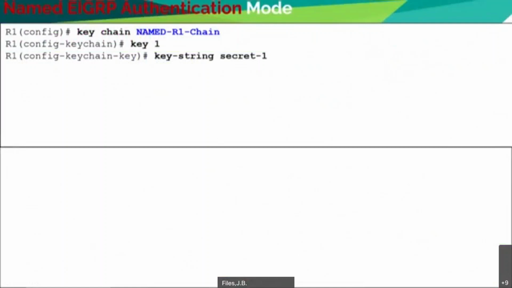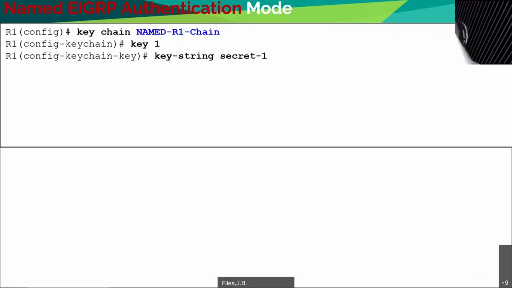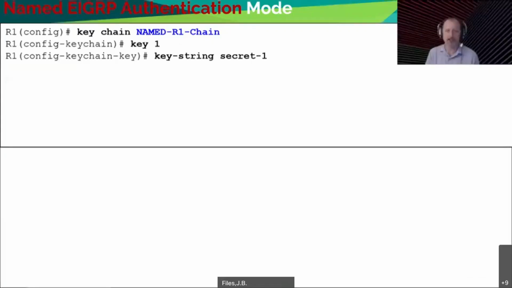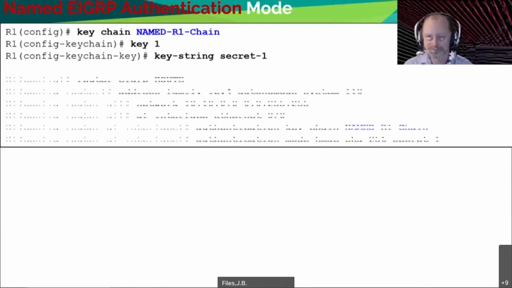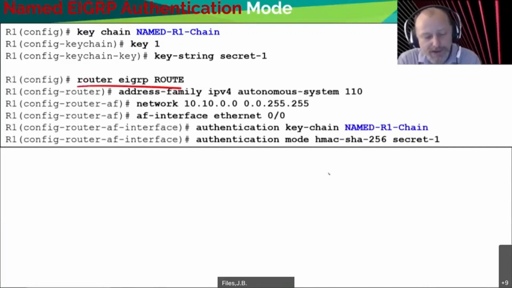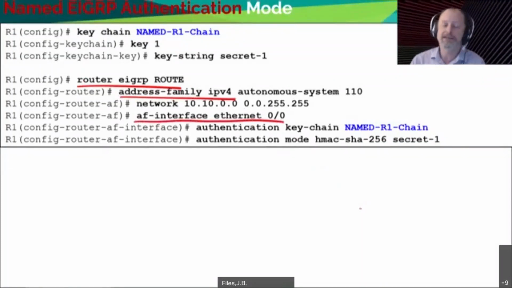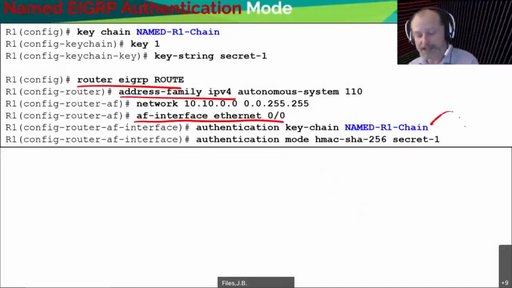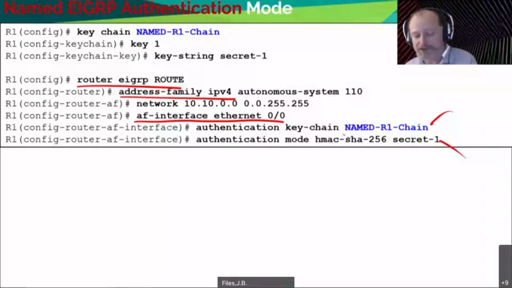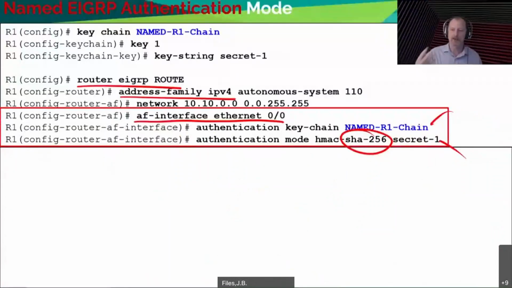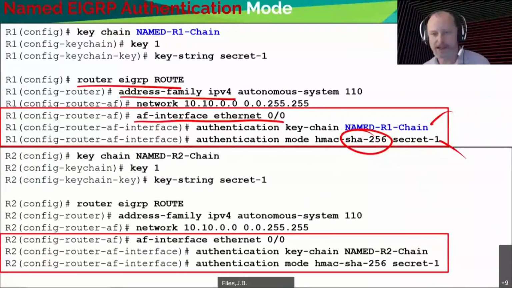Okay, we make a keychain. Again, remember the keychain is separate. The keychain has nothing to do with EIGRP. It's just EIGRP is going to reference the keychain when it needs to. Okay, so we're going to go into our named configuration mode, address family 4, and then the address family interface configuration mode. We're going to tell it the key, and then we're going to tell it the mode. So now we're using SHA-256. Okay, so that's going to reference the keychain.